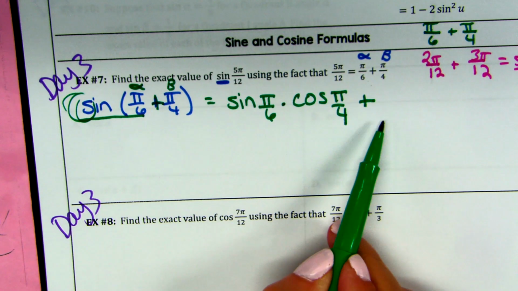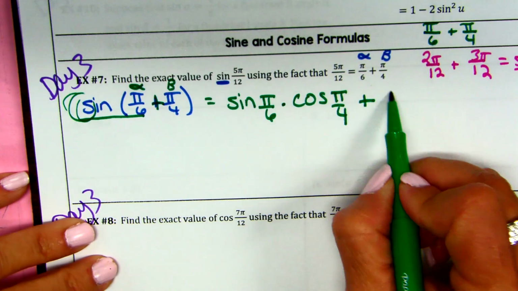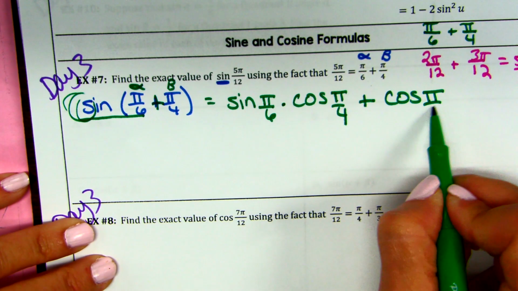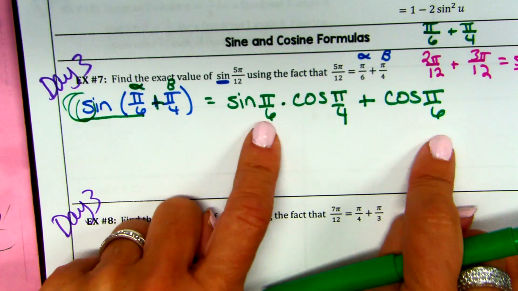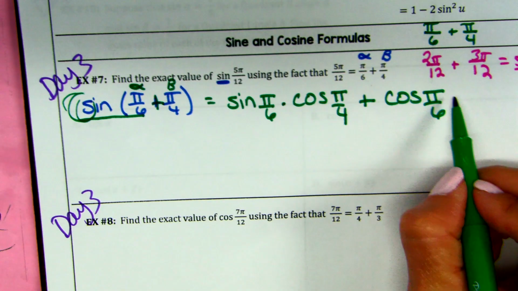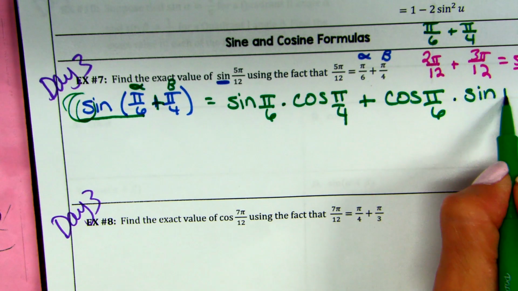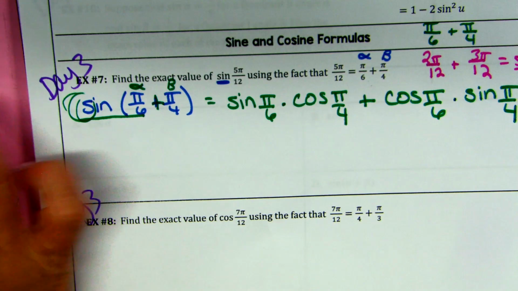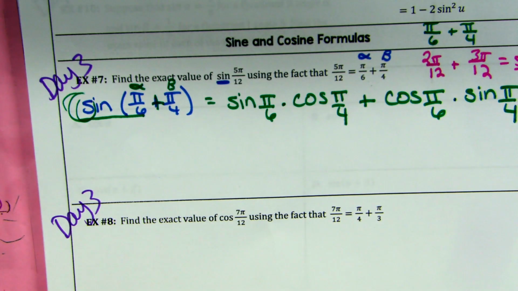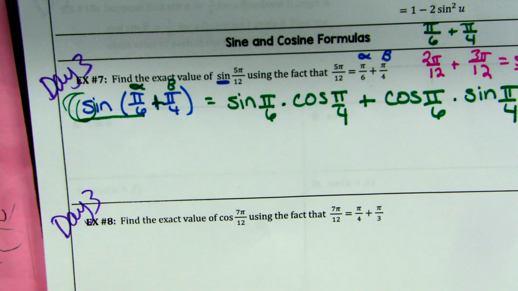I'm not going to have another sine of pi over 6. So I have to do cosine of pi over 6. That helped me know not to put sine there, because I wouldn't have a double of the same problem. And then that just leaves sine of pi over 4. So that's the expanding of it. And now you use your unit circle knowledge, and you simplify this.